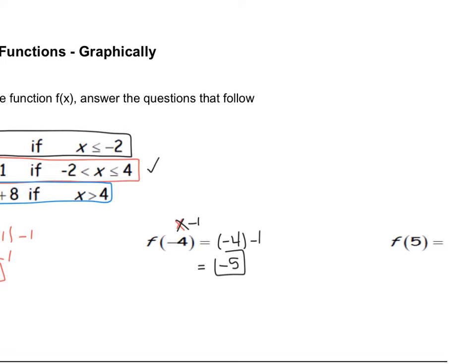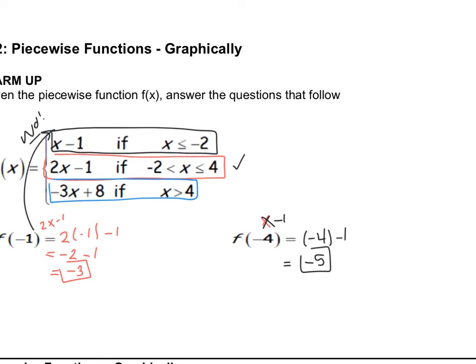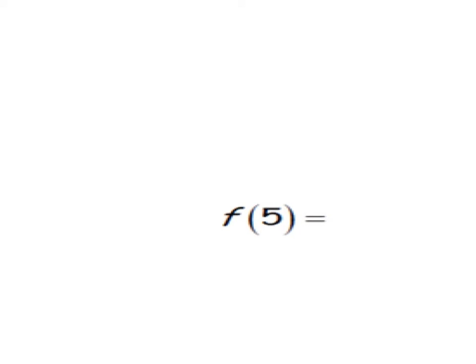Now, for my last piece, I want to evaluate f of 5. So I have to ask myself, is 5 smaller than -2? Nope. Is 5 in between -2 and 4? Nope. Is 5 larger than 4? Yep, so it's going in my blue piece, my -3x plus 8. So everywhere I see an x, I substitute 5. -3 times 5 is -15. And then I just do -15 plus 8, which is -7.